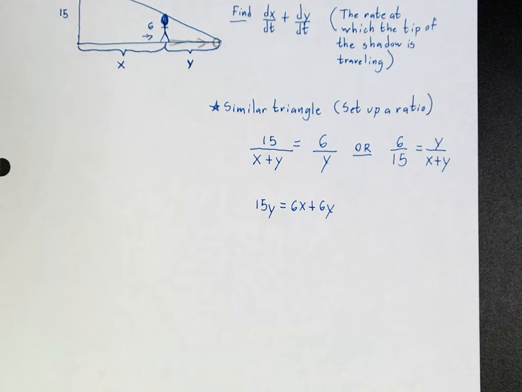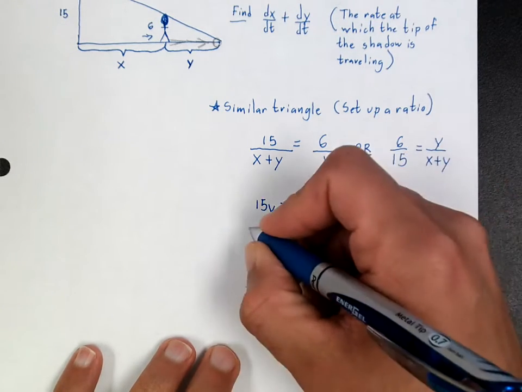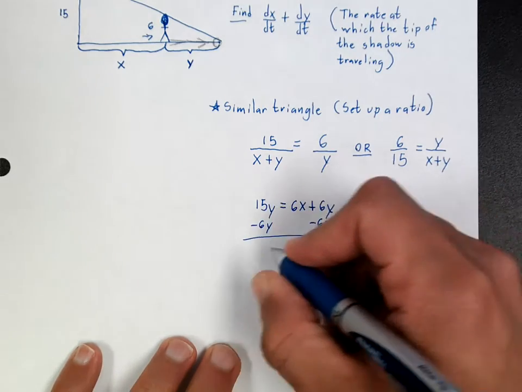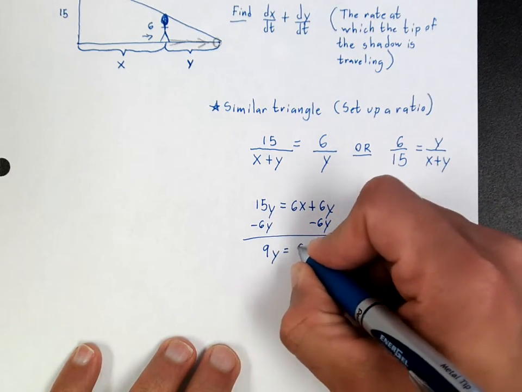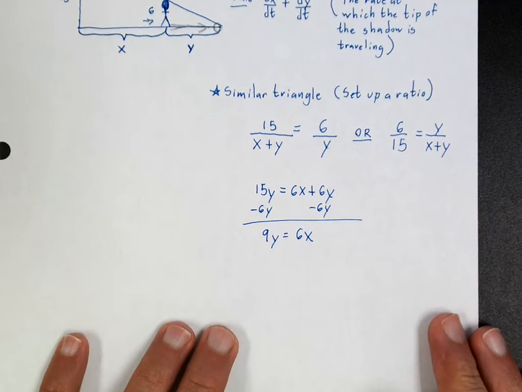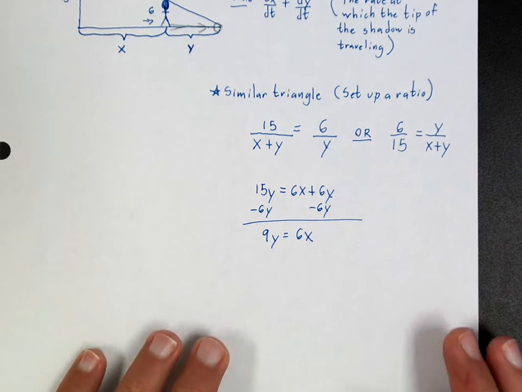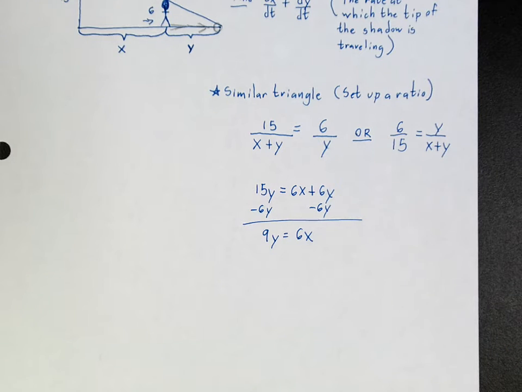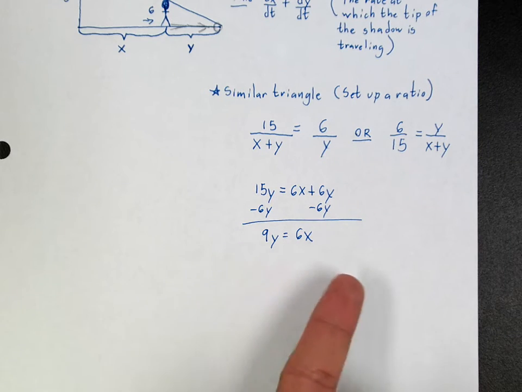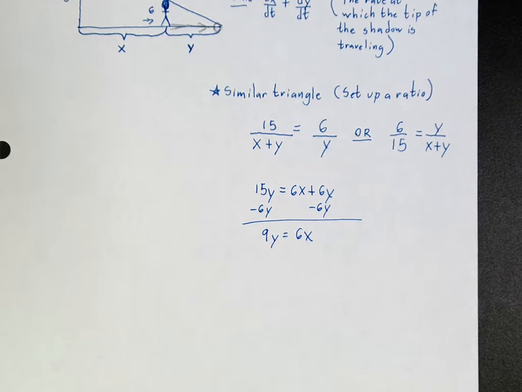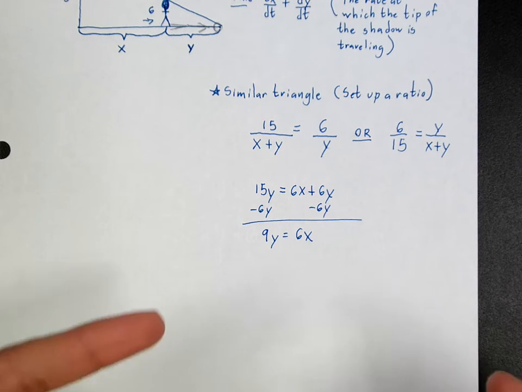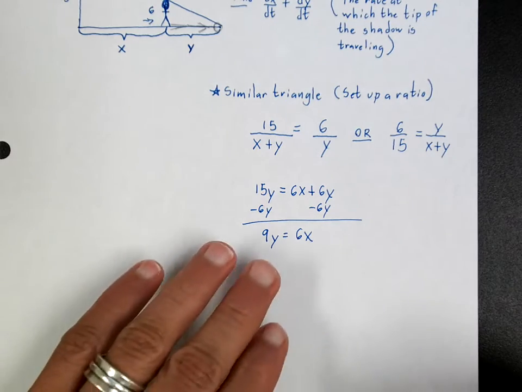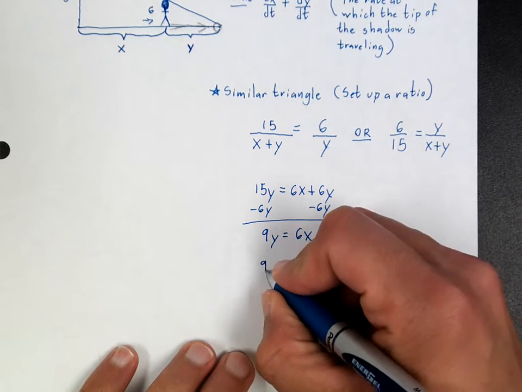At that point, if I'm just trying to get all the variables on one side, this would be 9y is equal to 6x. Once you have set up a proportion, you can keep solving if you want to, but you're not really looking for x or y at this point. You don't know either one. What you do is take a derivative right here. You could have taken a derivative earlier too, but I'm going to take a derivative here.